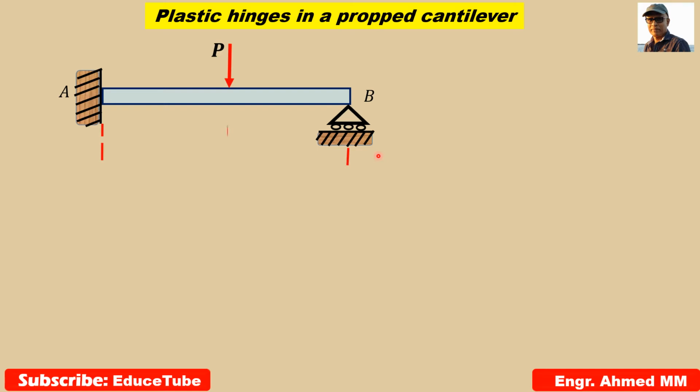Today I am going to discuss the formation of plastic hinges in a propped cantilever. Normally, the formation of a plastic hinge in a statically determinate beam means it produces large and increasing deformation, which ultimately results in failure with no increase in load.